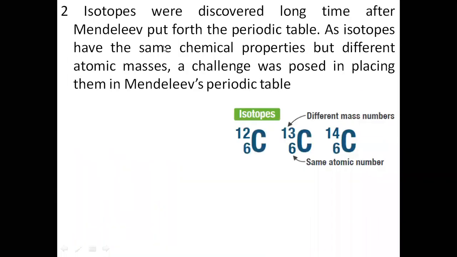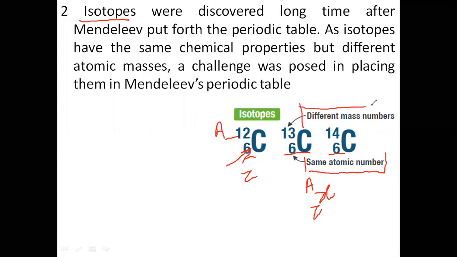Let's go with the second. The second demerit is about isotopes. Before starting with isotopes, try to understand what isotopes are. As we know, you can see in this example, carbon: 6, 6, 6. Here Z is the atomic number and this is the atomic mass number. It's a representation: we write the symbol, with Z at the bottom and A, the atomic mass number, at the top. So what you can conclude is that elements having the same atomic number and different atomic mass numbers are called isotopes.